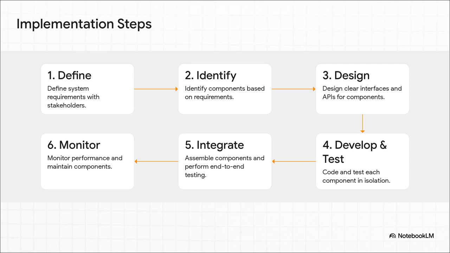Now, the most critical step here is number 3, designing the interfaces, or the APIs. This is the contract that defines exactly how these pieces are going to talk to each other. Once that's locked in, different teams can go off and build and test their own components in total isolation before it all gets put together. It's a constant cycle of building, testing, and monitoring.